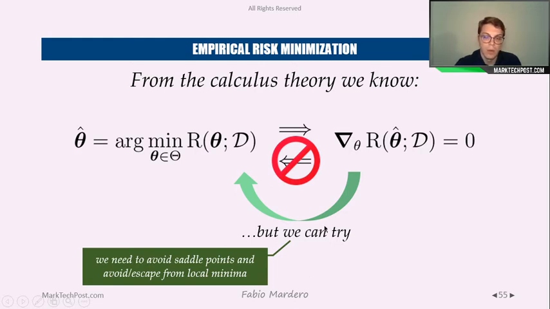Again, when going from right to left, we need to avoid saddle points and avoid, or maybe escape, from local minimum.